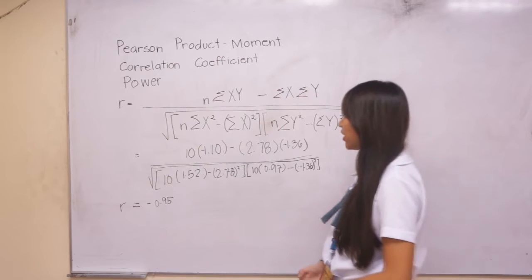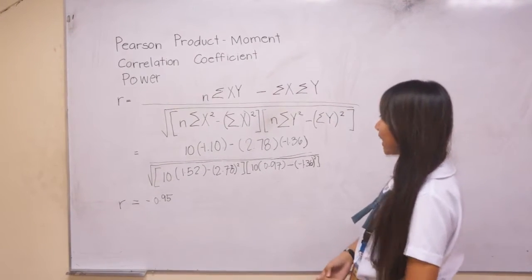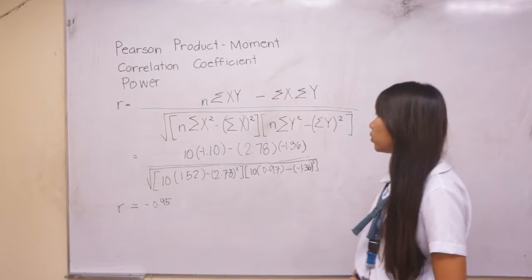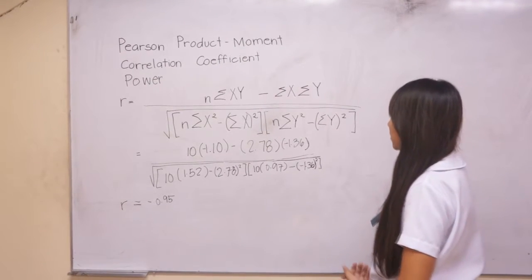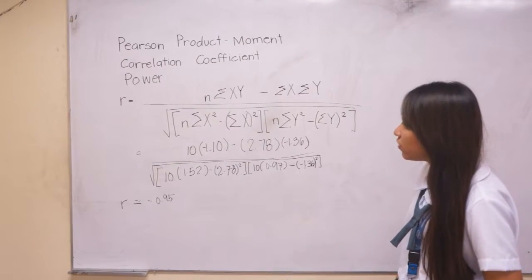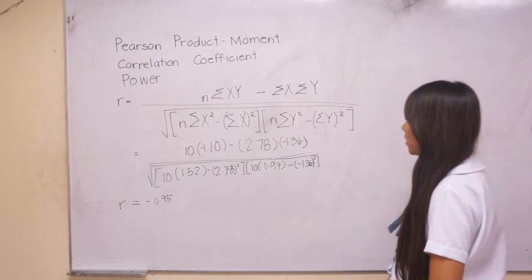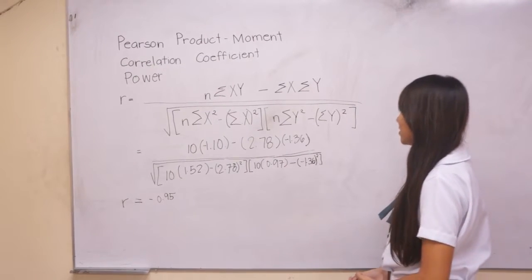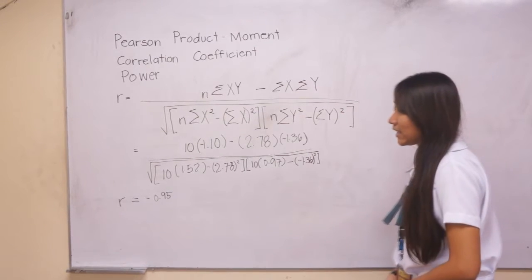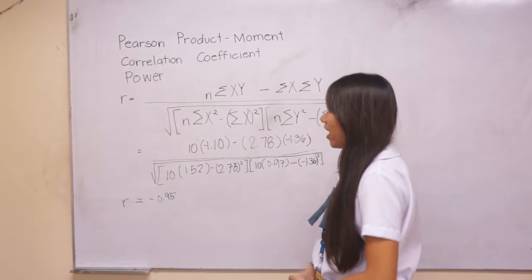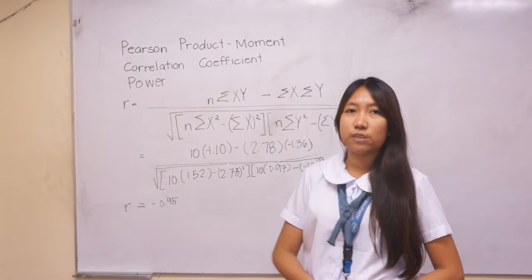Plugging in the values that are necessary for the equation, we get 10 times negative 1.1 minus 2.78 times negative 1.36, all over the square root of 10 times 1.52 minus 2.78 squared, times 10 times 0.97 minus negative 1.36 squared. We can get negative 0.95. Again, it shows that the x element and the y element are inversely proportional.